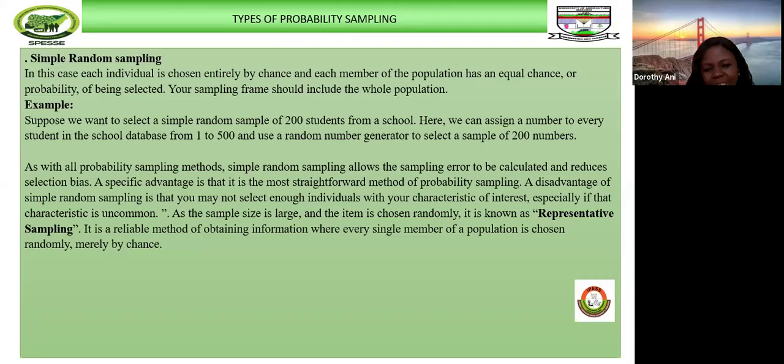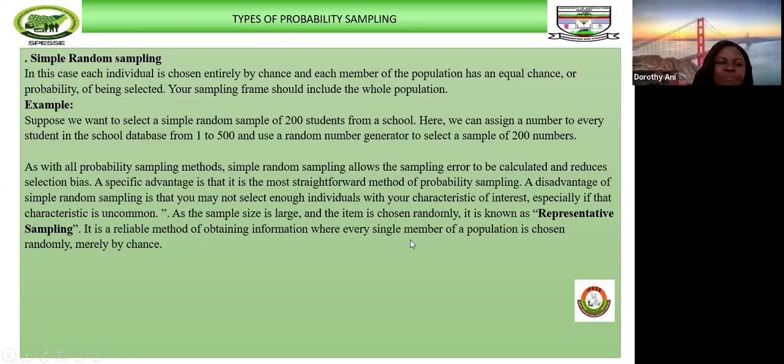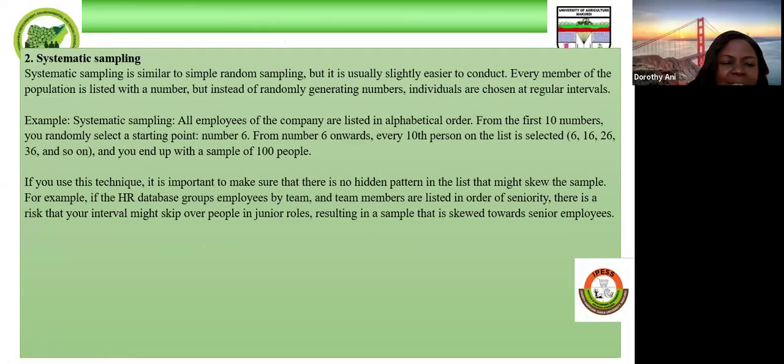So as the sample size is large, the item is chosen randomly and it is known as representative sampling. It's a reliable method of obtaining information where every single member of the population is chosen randomly, merely by chance. Is there any question? No question yet. Okay. So we're finished with simple random sampling. We are going to systematic.